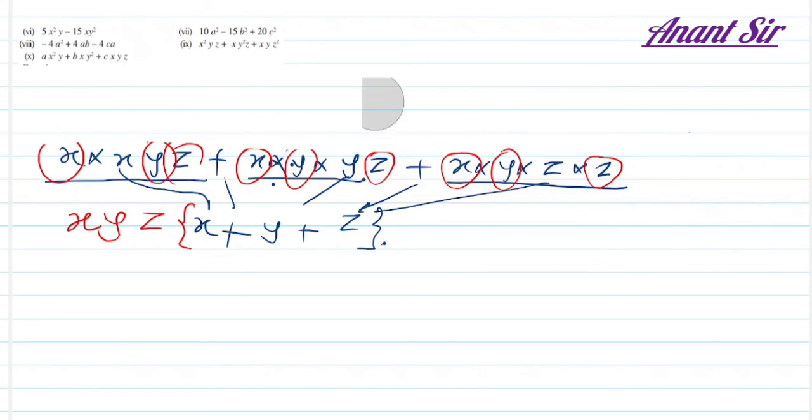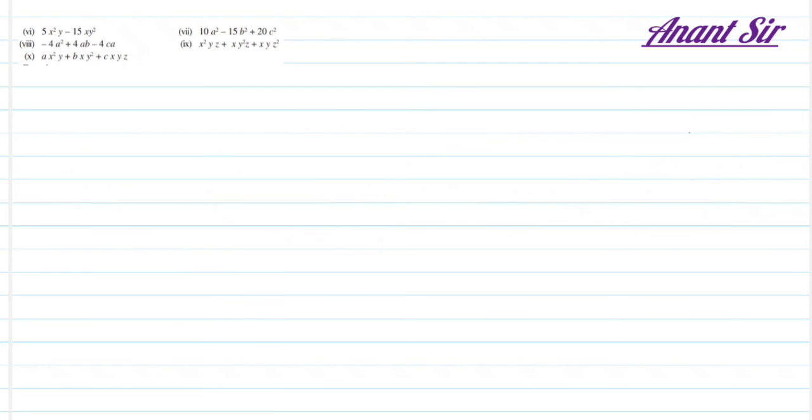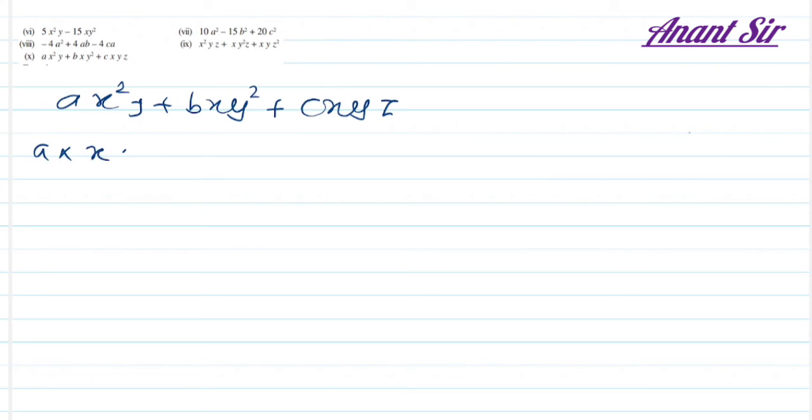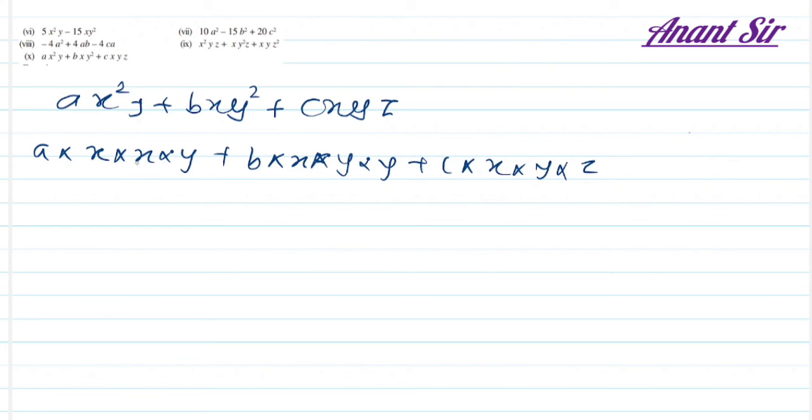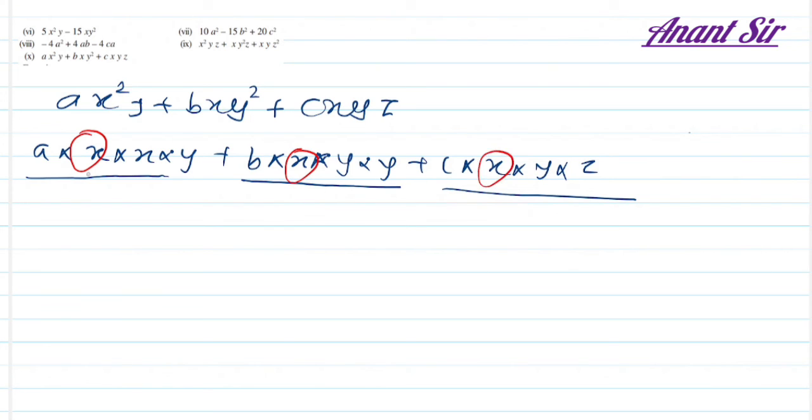So it brings us to the last question of the second question. So we are going to the last question now. Ax square y plus bxy square plus cxy. Very easy. A into x into y plus b into x into y plus c into x into y into z. So first term, second term, third term. What can I take common from all the three? I can see one x common in all. So I am taking one x common.